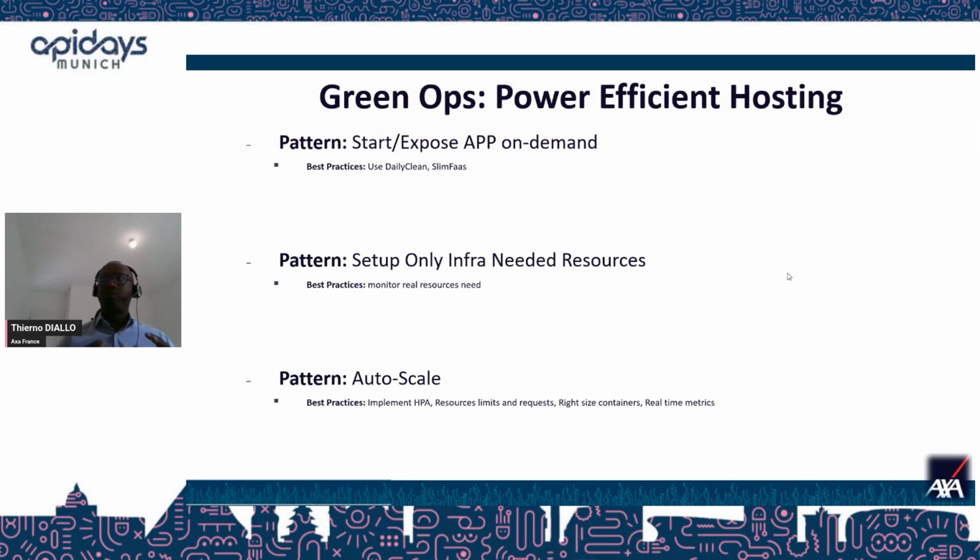You have to monitor your real resource needs in production in order to set your infra with only the needed resources, not over or underestimating your resources. And in our day, we have some patterns like auto scaling. Implementing HPA is very helpful in order to have the lowest resources possible and keep your API or software working well, scaling if needed and scaling down if there is no need for these resources. And we always have to monitor our metrics in production in real time to right-size our containers.